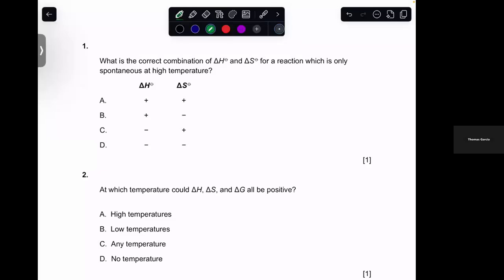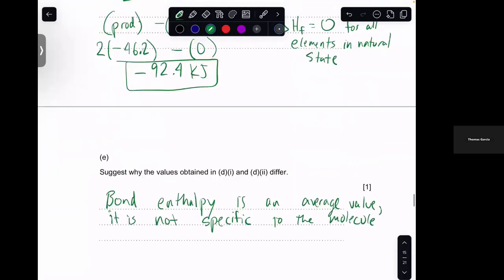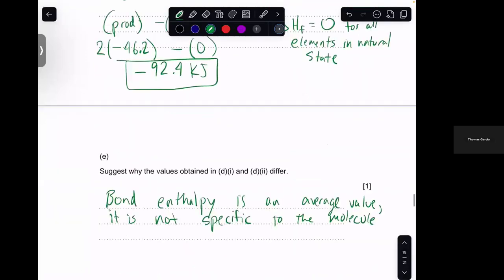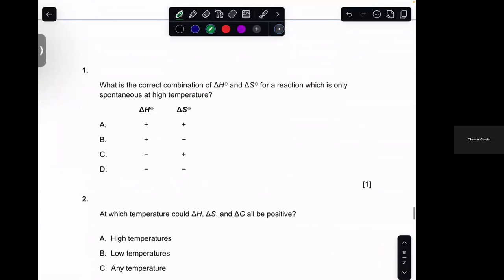All right, y'all. So this is the HL version of the energetics test coming right off the SL part that we finished in the last video. So this is the HL additional material.